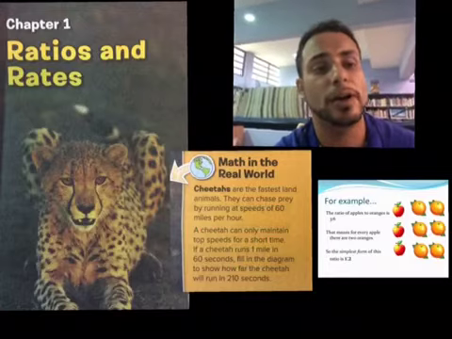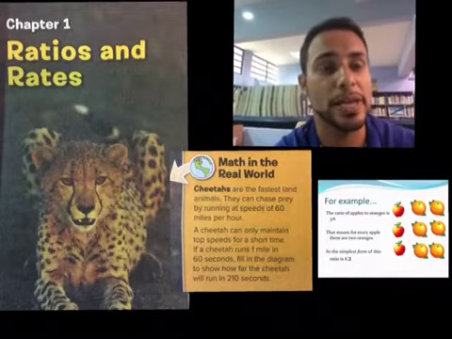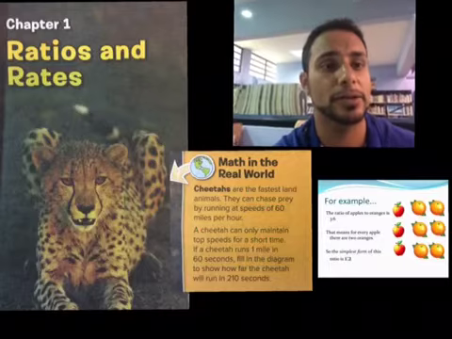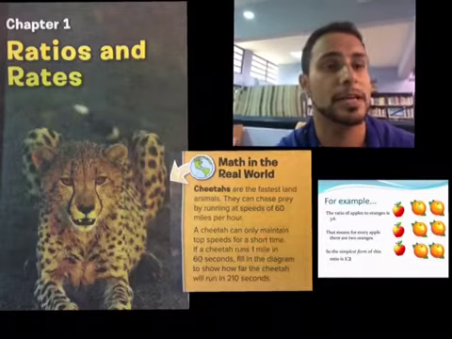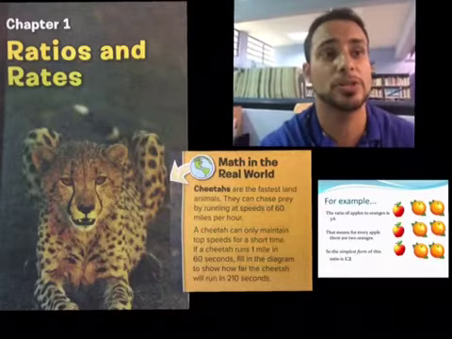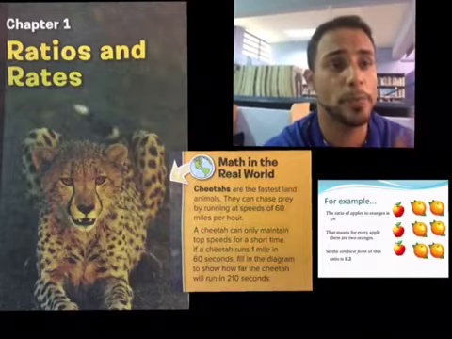So, how far could it run? If you're thinking 3.5 miles in 210 seconds, you are correct. That is a ratio, boys and girls, and that's what we're going to be working on in class. I hope you're getting this.